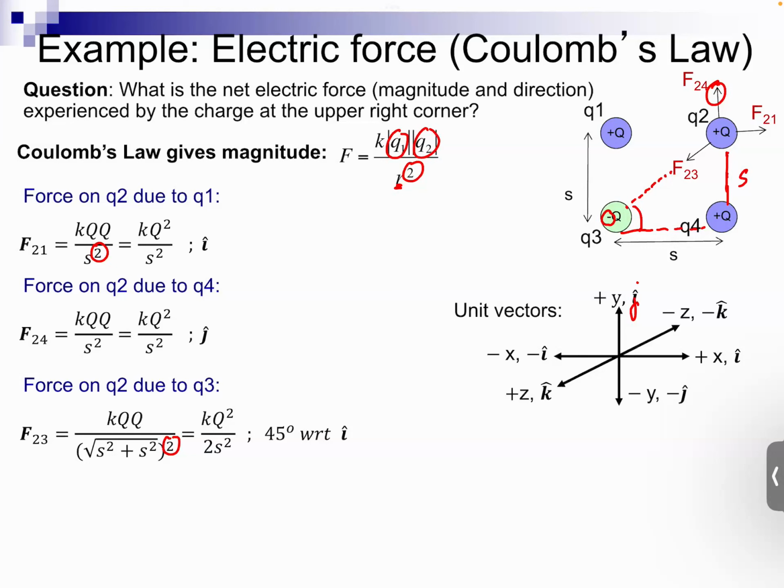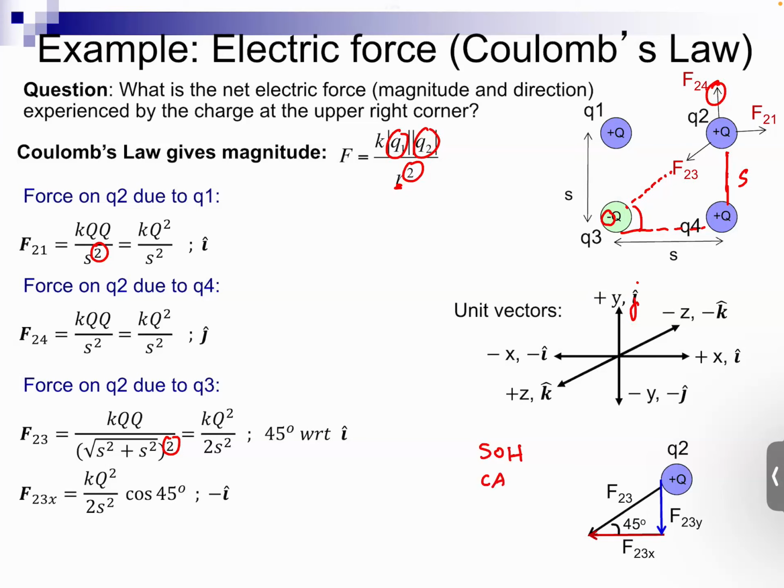Whenever you have a diagonal vector, you can decompose that vector into its X and Y components. So F23 will have an X component and a Y component, with the angle of 45 degrees. That allows us to find the X component: cosine theta. Remember our mnemonic, SOHCAHTOA. If you're looking at the adjacent side, then you get the cosine of the angle times the hypotenuse. The X component is the adjacent side to the angle.